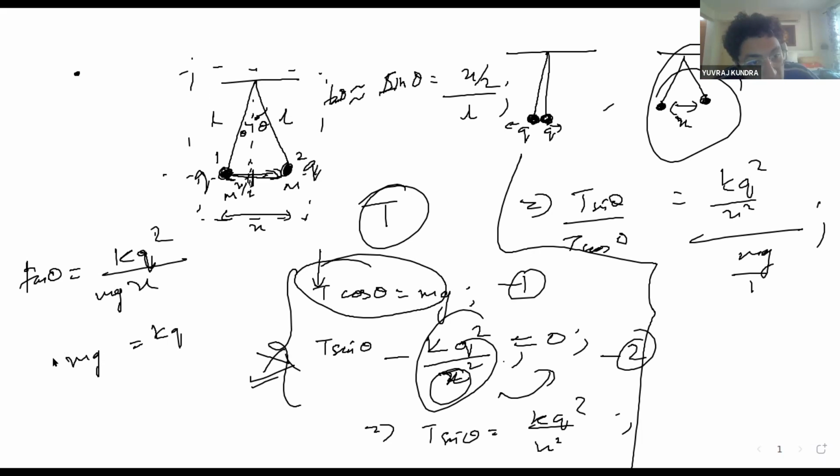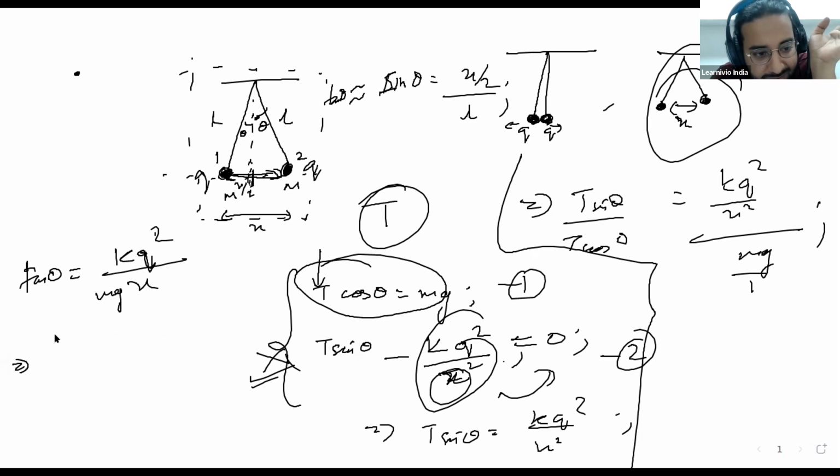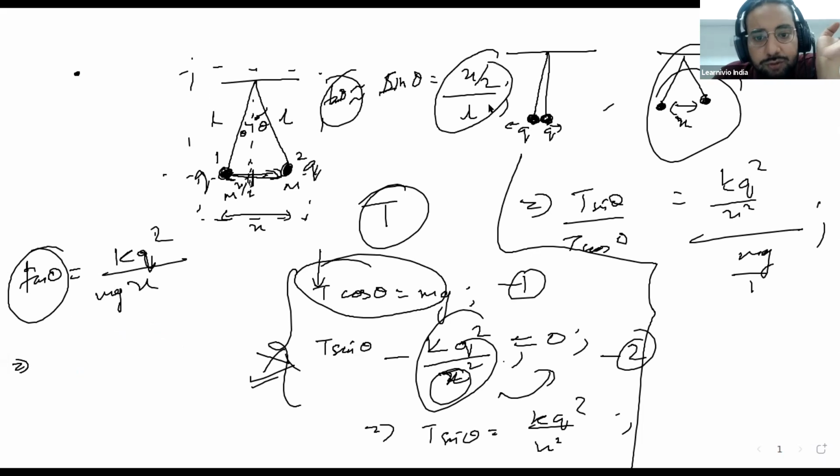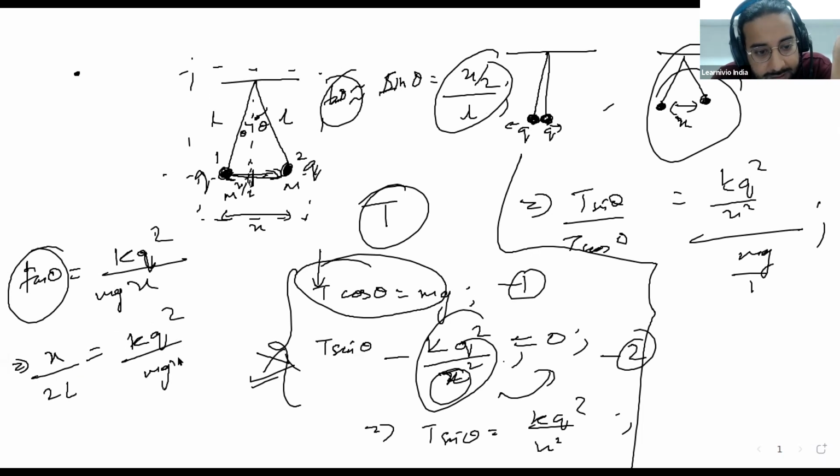So we wanted theta, so we can do tan inverse of kq square upon mgx. No, no need to do any of that, right? You have tan theta here, and you know what tan theta is approximately from this triangle. It's x over 2 over L, correct? Or x over 2L. So let's just put that value here. So you have x over 2L is equal to kq square over mgx square.